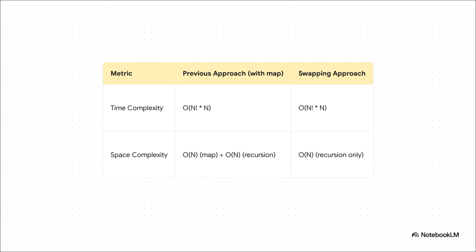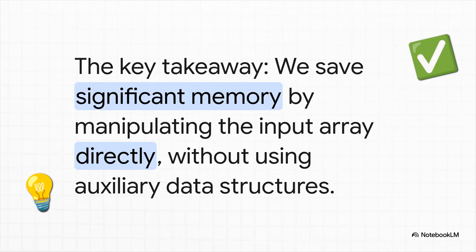Other approaches often need an extra map or array to keep track of used elements. That costs O of n space. And then you have the recursion itself, which also takes O of n space. With our swapping method, we completely eliminate that extra data structure. We chop that extra space requirement right out. That's a huge win. And that, right there, is the key takeaway.